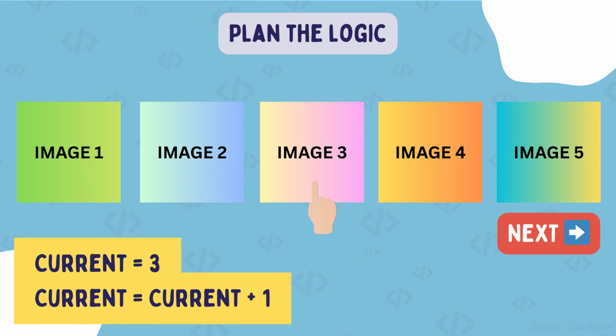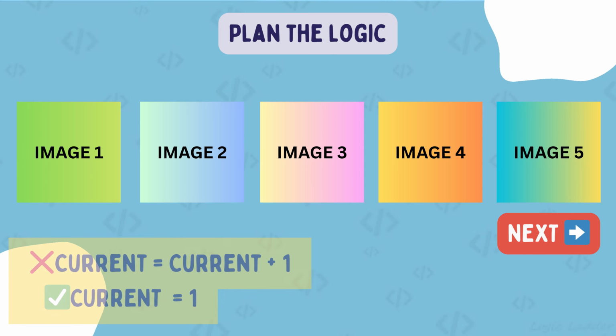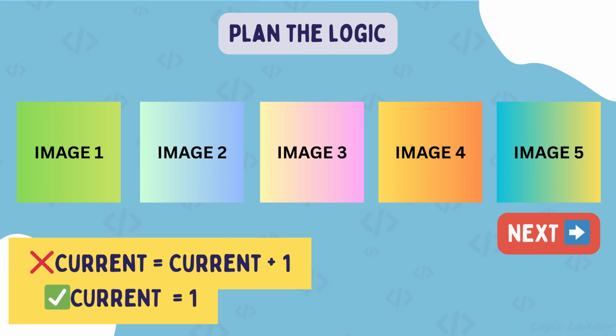Now we reach the end of the slider. Let's say we are at image 5 now. Now comes the case number 2. We don't need to set our current variable to current plus 1. Instead, we need to set it to 1 now, so that it starts again.